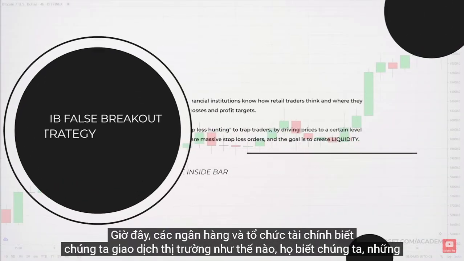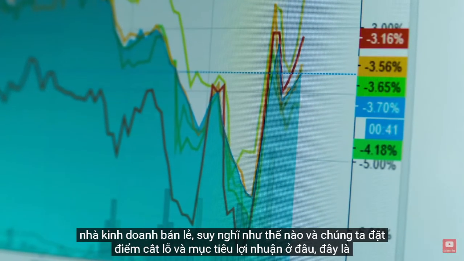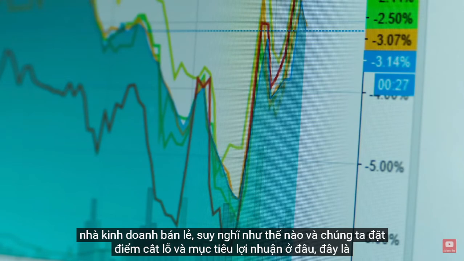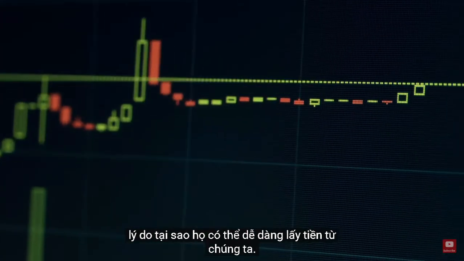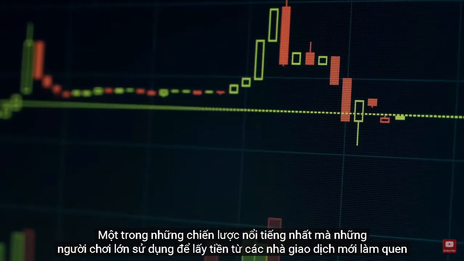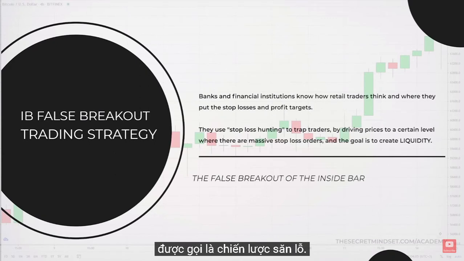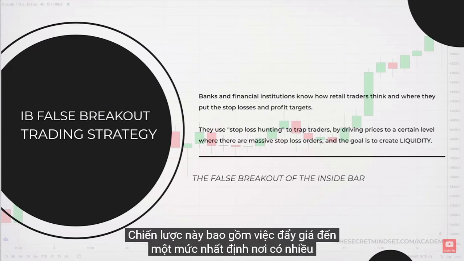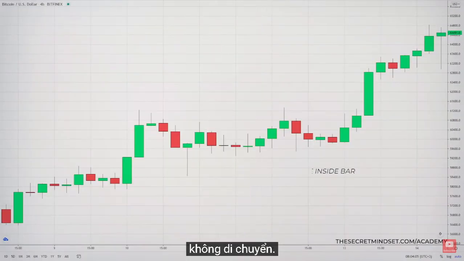Now, banks and big players know how we trade the market. They know how we, retail traders, think and where we put our stop losses and profit targets. And this is the reason why they could easily take money from us. One of the most famous strategies that big players use to make money from novice traders is called stop loss hunting. This strategy consists of driving prices to a certain level where there are massive stop loss orders. And the goal is to create liquidity, because without liquidity, the market will not move.